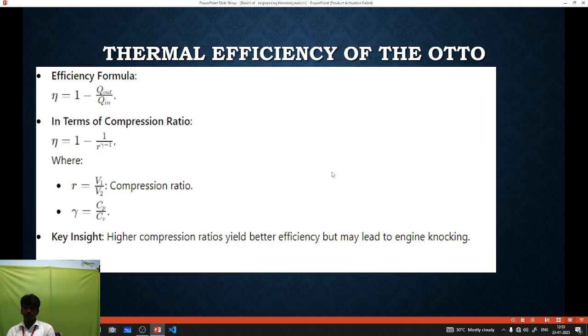This is the efficiency formula for the Otto cycle. Efficiency equals 1 minus Q out by Q in, output by input, and in terms of the compression ratio, it is 1 minus 1 by the compression ratio to the power of gamma minus 1.